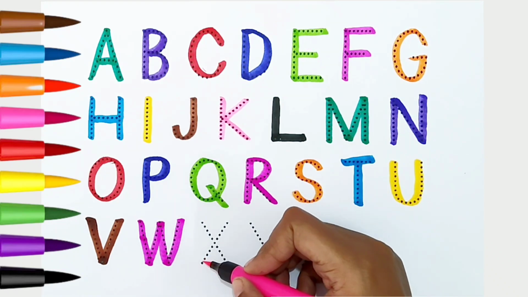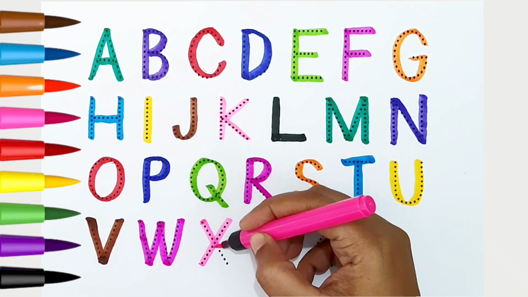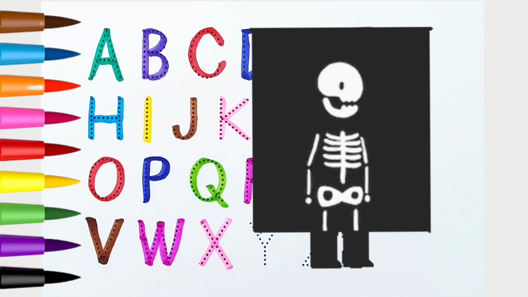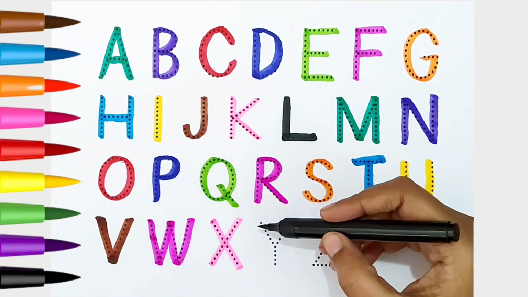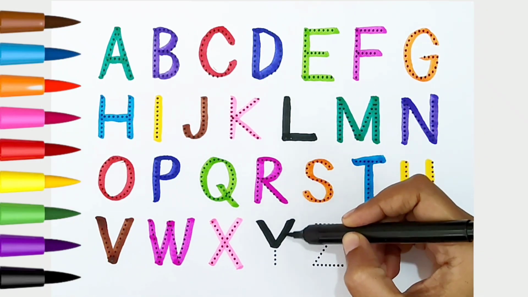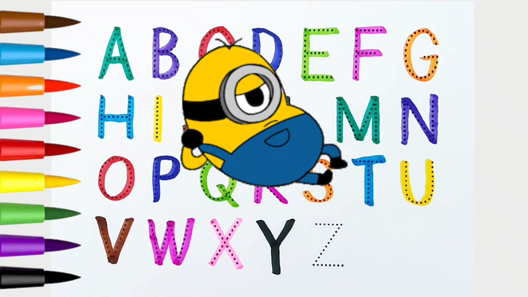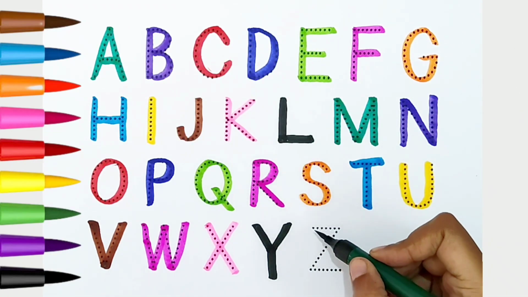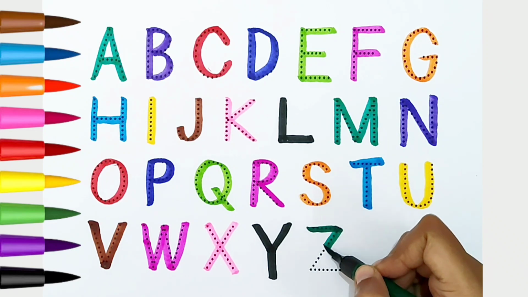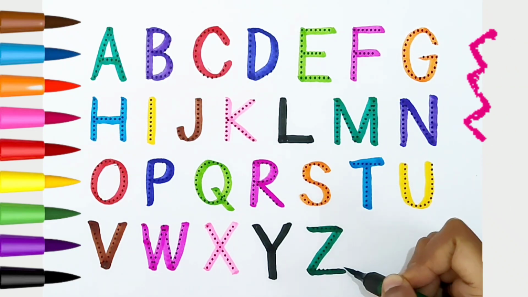X, light pink color. X is for x-ray. Y, black color. Y is for yawn. Z, dark green color. Z is for zigzag.